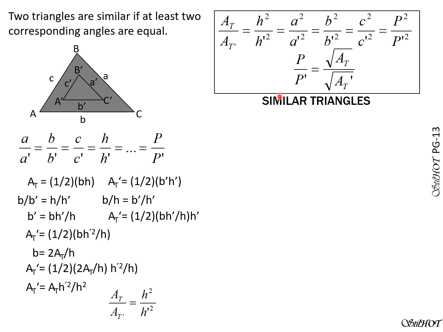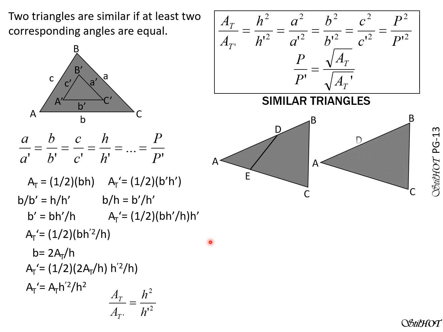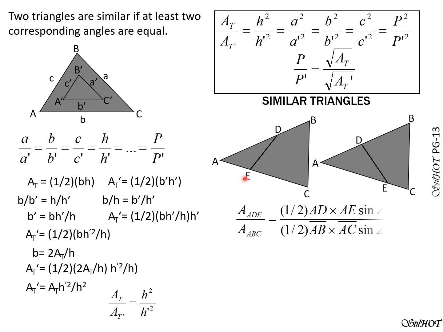And for similar triangles, I already demonstrated this in trigonometry, that if we have a dividing line DE, take note that the area of triangle ADE is 1/2 AB AE sine of that included angle, sine of angle A, and the area of triangle ABC is 1/2 AB AC sine of angle A. So cancel out 1/2 and sine angle A. So the ratio of the areas ADE and ABC is simply the ratio of the product of corresponding adjacent sides, AD AE over AB AC.